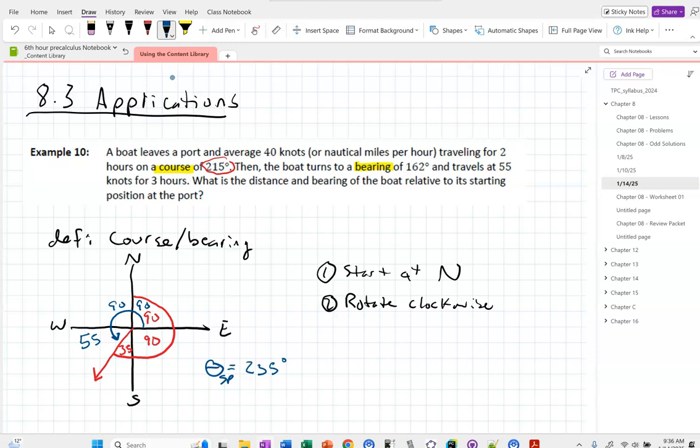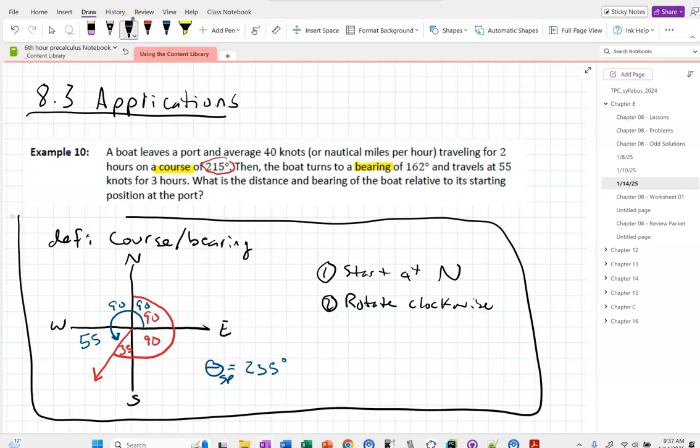Why do we start at east? Because when we draw a standard position angle, it always starts at the positive x-axis and rotates counterclockwise. That's the rule from first semester about standard position angles. So I'm just talking about converting between the two. Does that feel good to you guys? Okay. All right. So I'm just going to separate that off as a little separate thing.